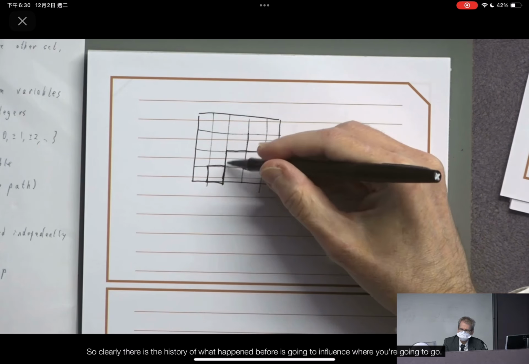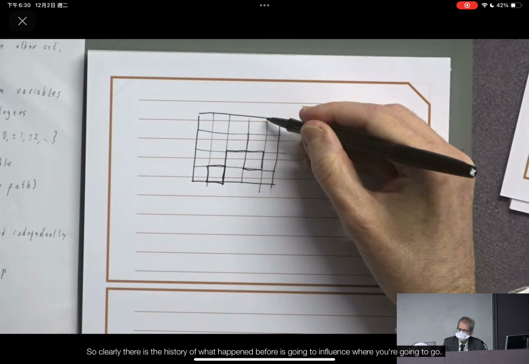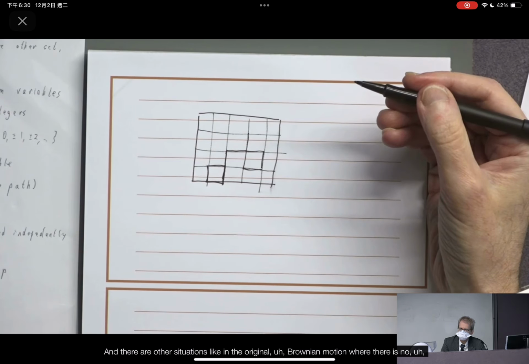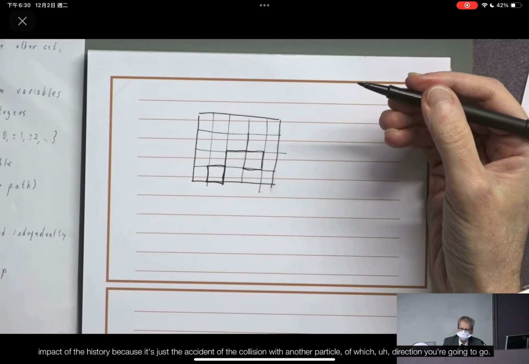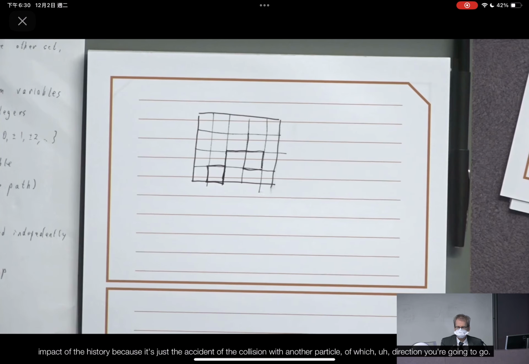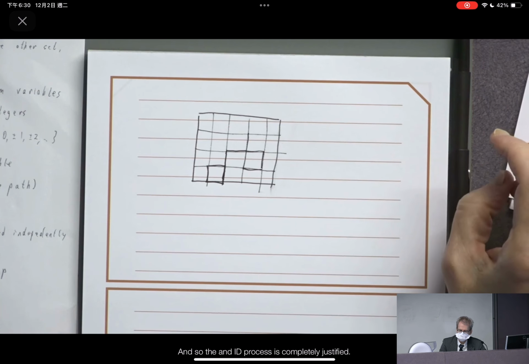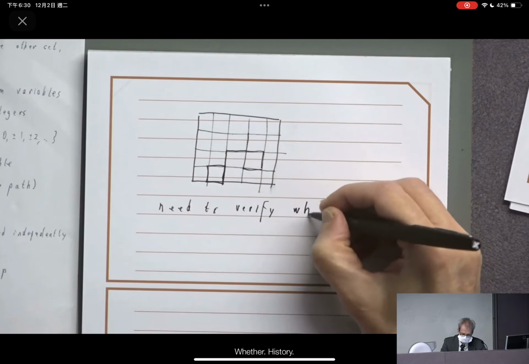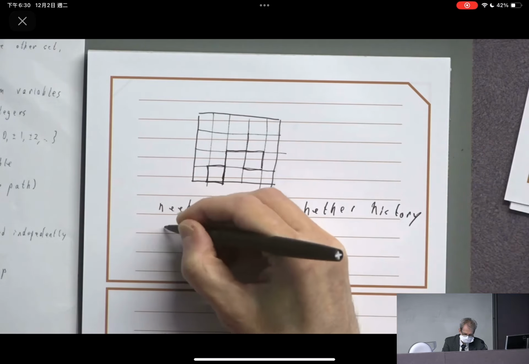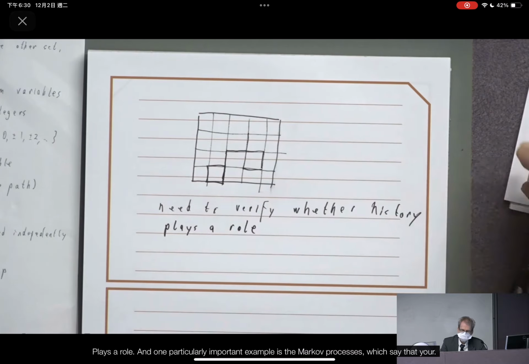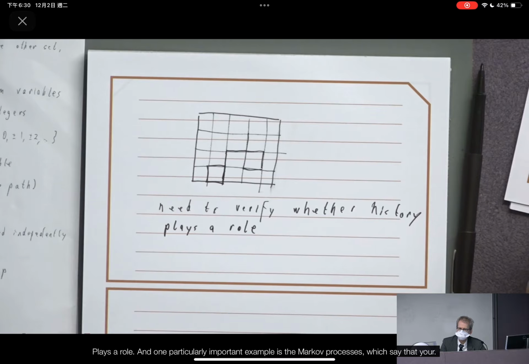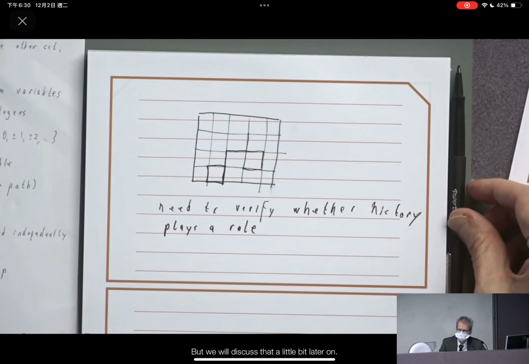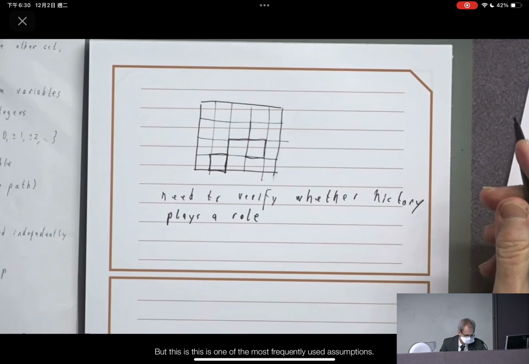So clearly the history of what happened before is going to influence where you're going to go. And there are other situations, like in the original Brownian motion, where there is no impact of the history because it's just the accident of the collision with another particle of which direction you're going to go, and so there an IID process is completely justified. So we need to verify whether history plays a role. And one particularly important example is the Markov processes, which say that you only depend on one time step, but no longer history into the past. But we'll discuss that a little bit later on. But this is one of the most frequently used assumptions.